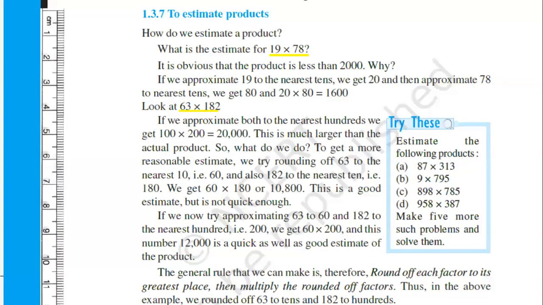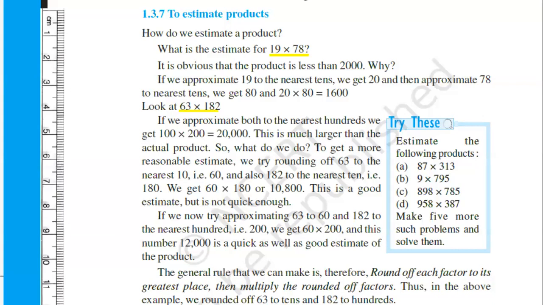Children, this is a page from your NCERT textbook. The topic is to estimate products. How do we estimate a product? As you know very well, the two numbers will be approximated to their nearest place value and then we find the product. The first question, here we have two numbers.